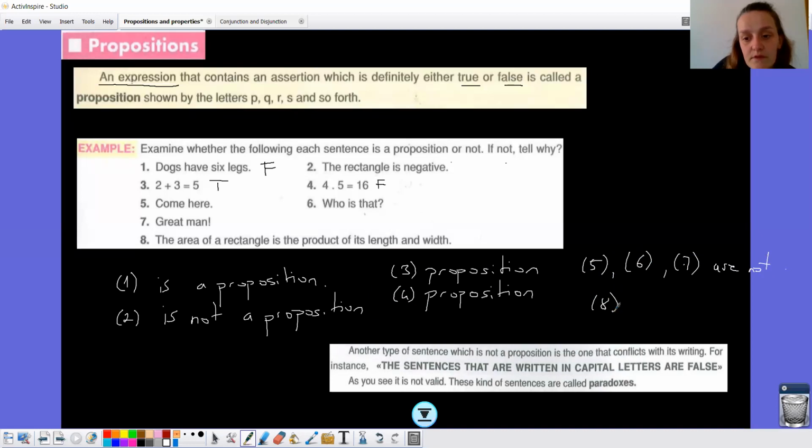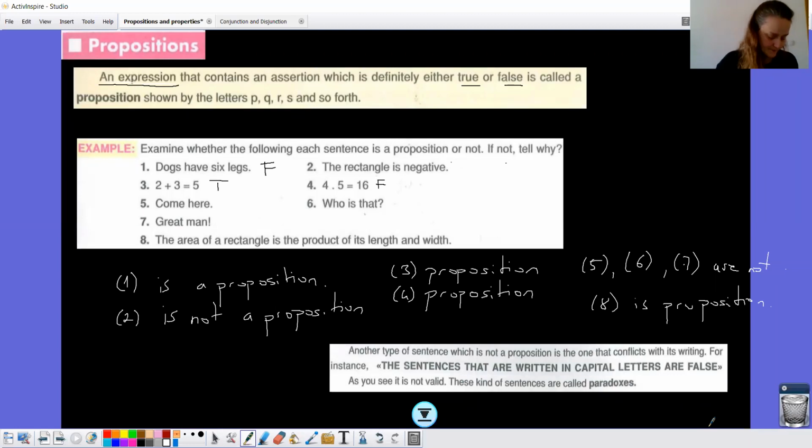Eighth one is a proposition. Okay. And here we have another definition. Another type of sentence which is not a proposition is the one that conflicts with its writing. For instance, the sentence "the sentences that are written in capital letters are false," but the sentence is written with capital letters. So this one is a kind of paradox.